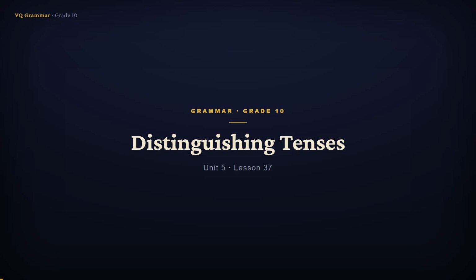This is Unit 5, Lesson 37, and today we pull everything together. You've met the 3 simple tenses, and you've met the 3 perfect tenses. Now the real skill, telling them apart and picking the right one every single time you write. Let's line all 6 up and look at them together.